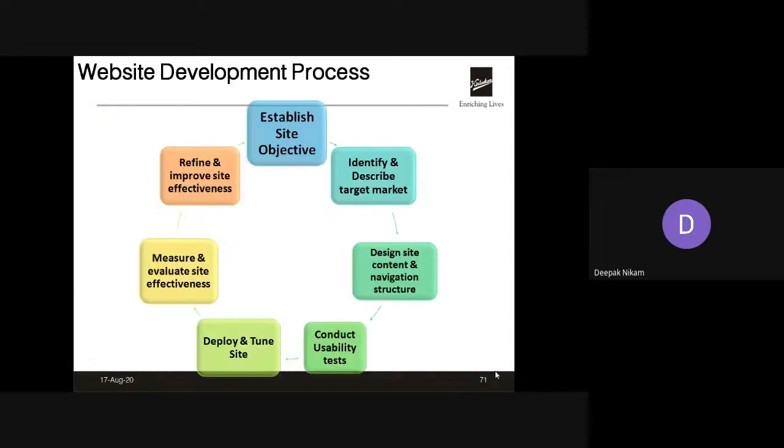Okay. So there are many things that happen when you are going through the development of a website.